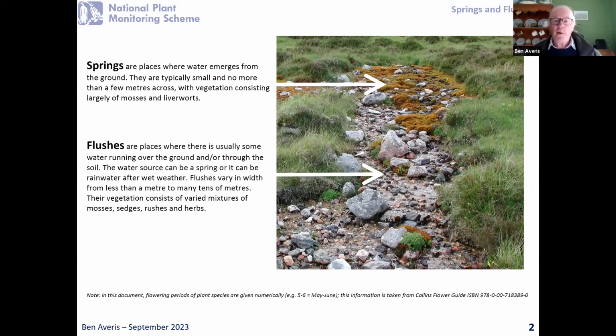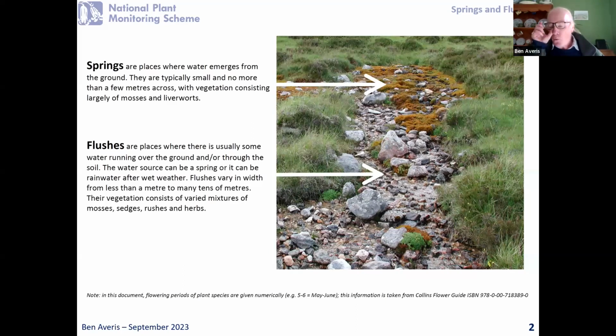Flushes are bigger scale habitats. They can be quite long and narrow and come down from a spring up at the top of a flush. As such, they can be very well defined. You can pick them out visually quite easily, or they can be more diffuse, and they can be very wide with gradual edges at the side. So it is a bit more tricky to decide exactly where the flush ends.